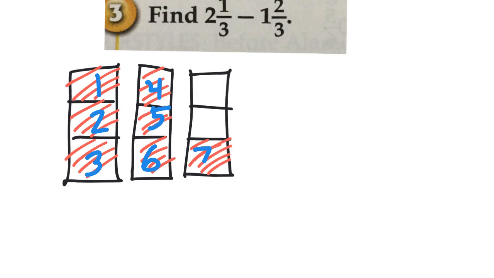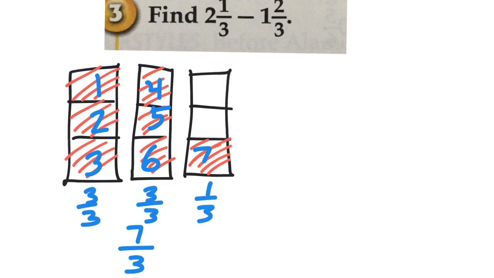Does everybody see where that's coming from? I have 7 thirds. So if I have 7 thirds, I can think of that as being 7/3. Right? Because I've got 3/3 here, plus 3/3 here, plus 1/3 there, which is 7/3. Okay, now what about the second number? What about 1 and 2/3?